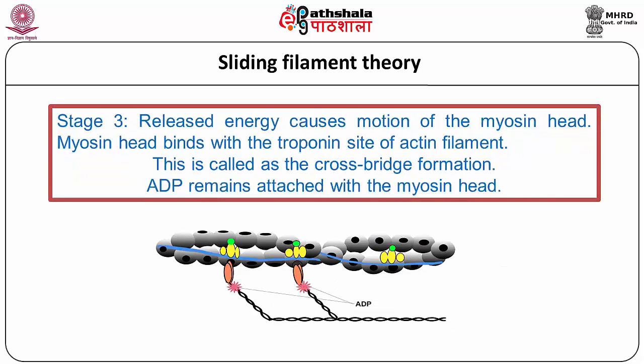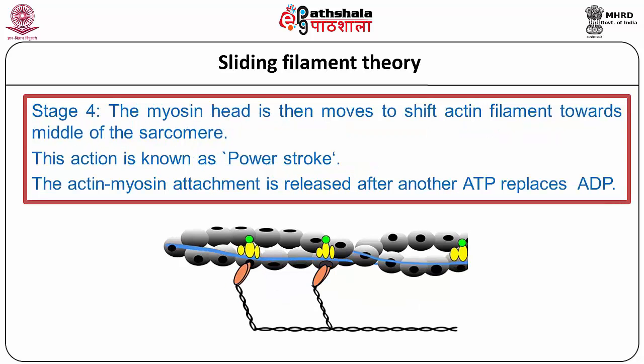In the third stage, the myosin heads go and attach to the active site of the actin molecule, and then it causes an inward motion which pulls the thin filament to the inside of the muscle fiber, that means towards the M line, and this pull of the myosin head is known as the power stroke.